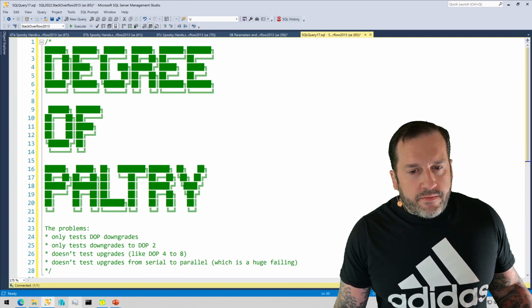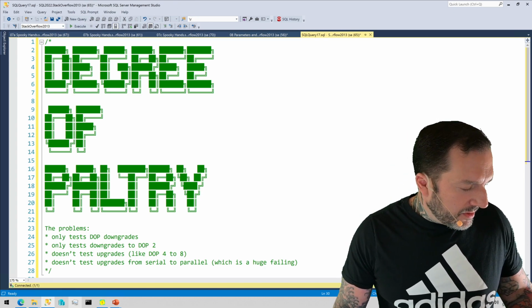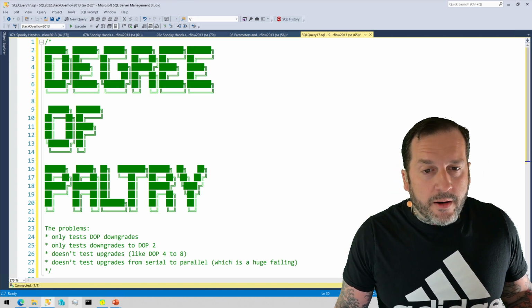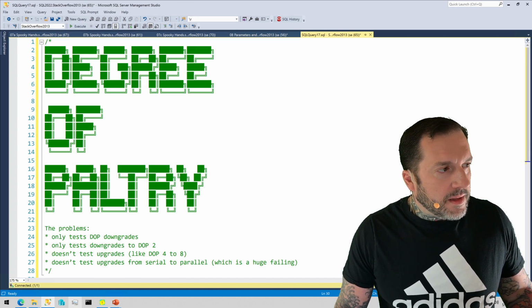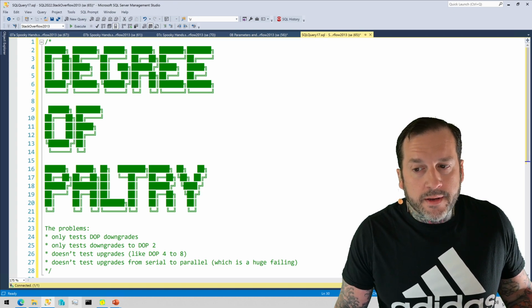Now, for a very, very long time, SQL Server has had the cost threshold for parallelism setting. And this setting has led many, many people to think that query cost is a very important metric.